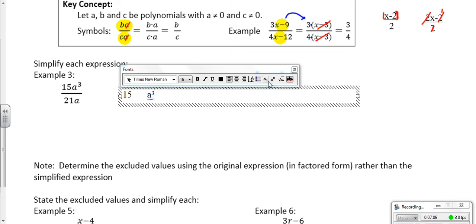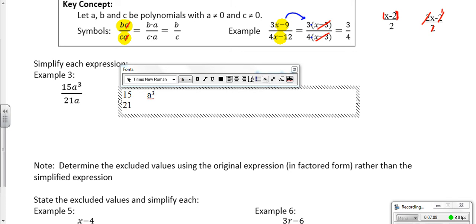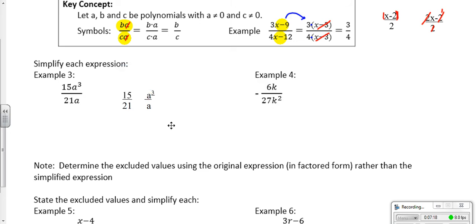Alright, and then I'm going to go 21, and I'm going to write a. Okay, now what I'm doing is I am separating these two pieces of the fraction, because I'm going to deal with the 15 and the 21 separately. So 15, I know 3 can go into that 5 times. I know 3 can go into 21 7 times. So I have 5 sevenths.